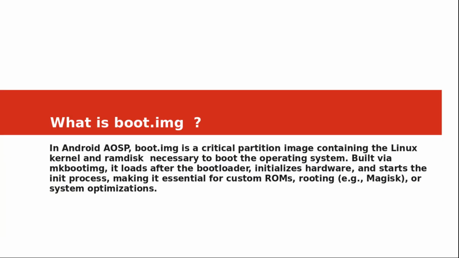Now what is boot.img? It is one of the most important partition images and it contains the Linux kernel and RAM disk among other things. It is used during the boot up of the operating system. So when your device boots, at the very start we have the bootloader, and then after that this boot.img is executed. It initializes important hardware pieces and then it starts the init process.